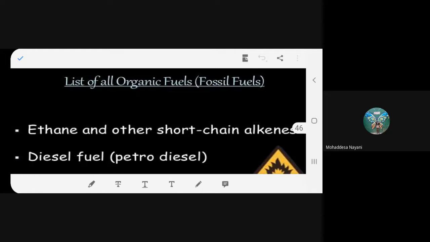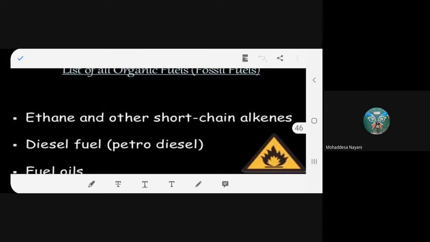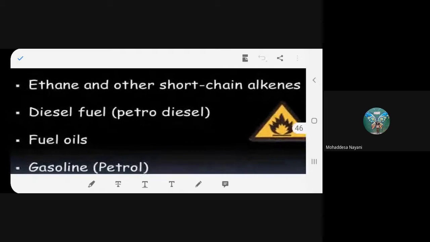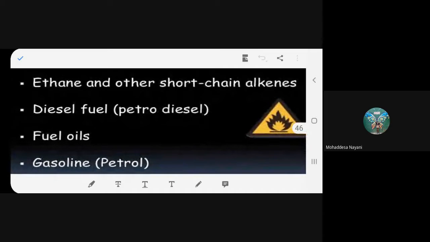This is what we have to continue with, the chapter, lesson number 5, coal and petroleum. Other lists we have done already. Some of the chemicals which are remaining are ethane. Read, beta. Ethane and other short chain alkenes.